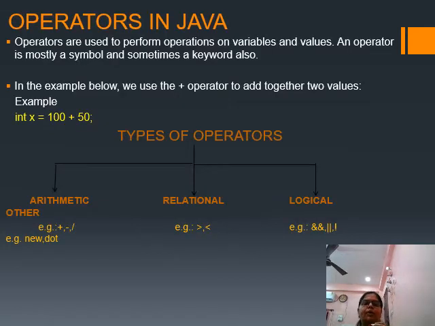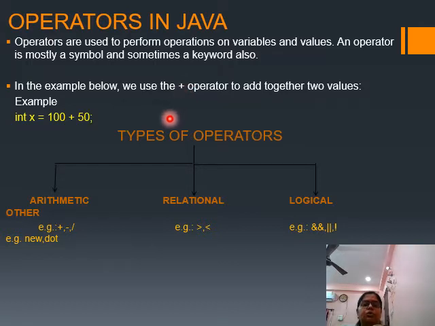Now, what are operators in Java? Operators are used to perform operations on variables and values. In the previous chapter, we have learned about variables and constants. Operators are those which have a function with these variables and values. An operator is mostly a symbol, and sometimes it can be a keyword also. Generally we use it as a symbol.